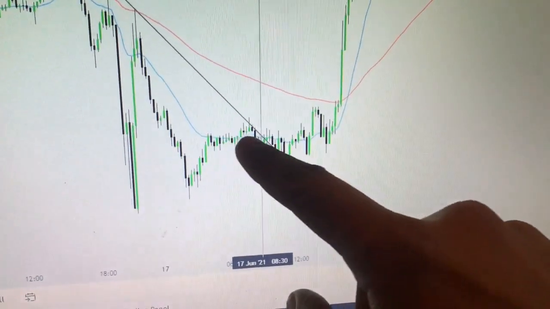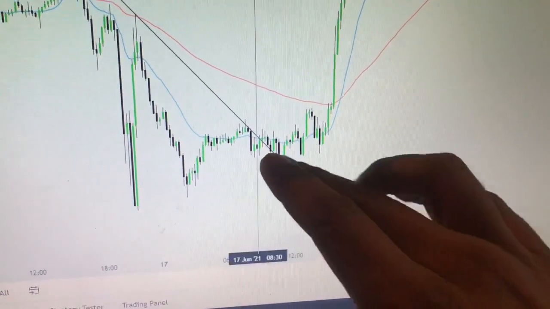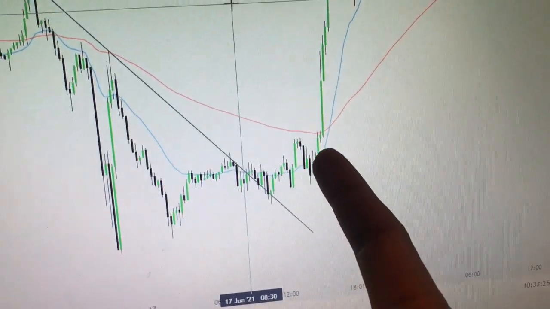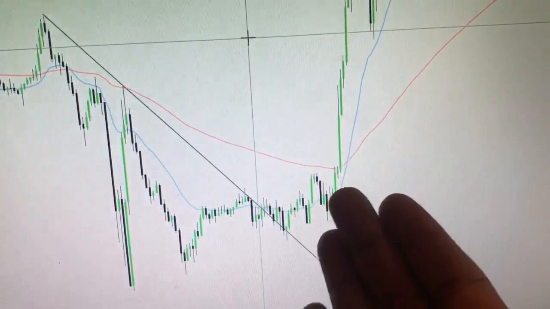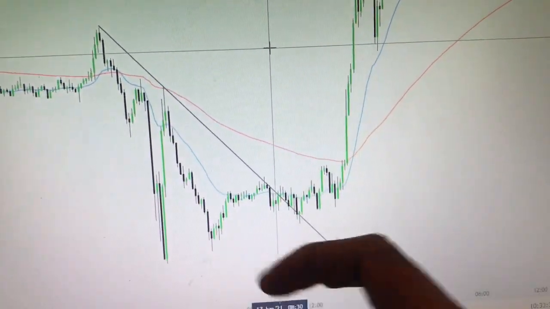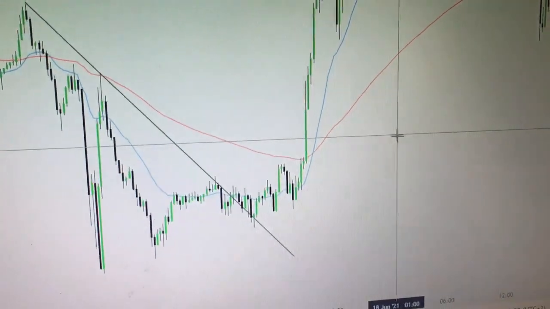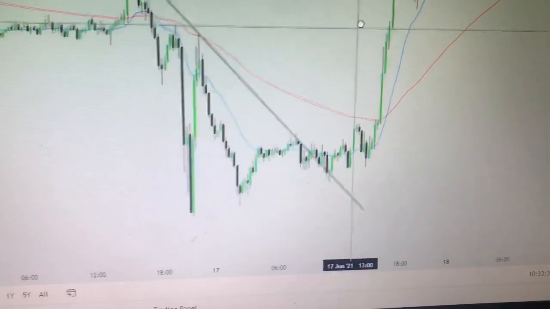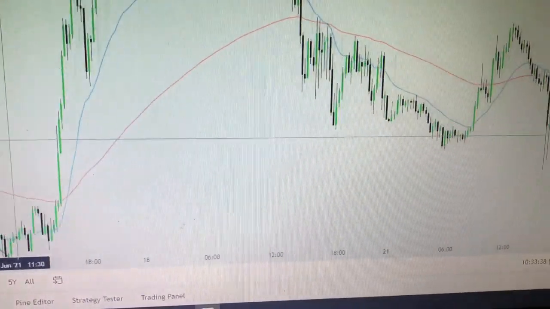It broke out, and it's in between. You relax. Once this moving average curls under to take the buys, you start taking the buys, and look what happened. The market shot up crazily. So that is basically a confirmation at the end of what you should do.